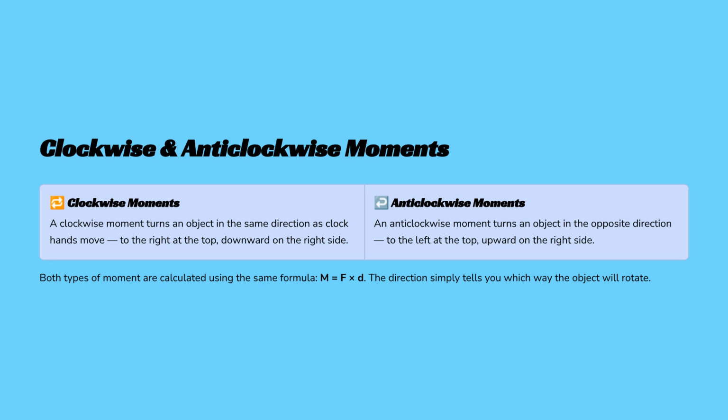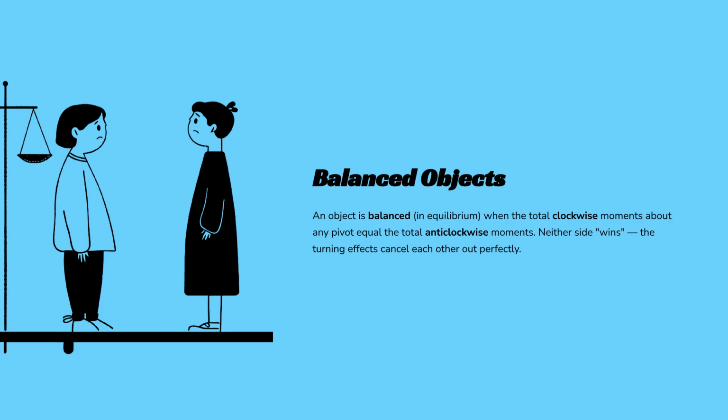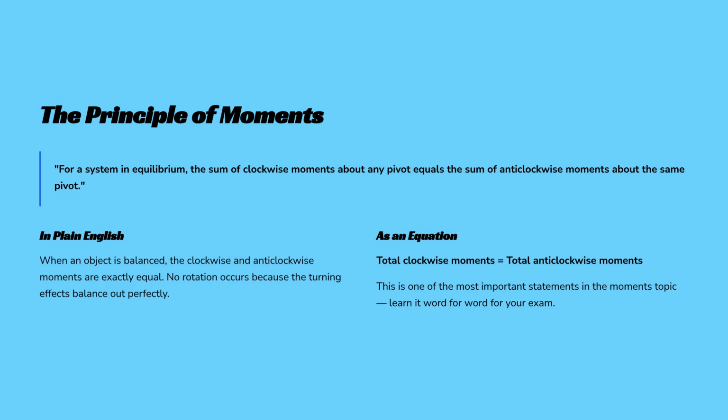Moments can be clockwise or anti-clockwise. They are calculated using the same formula, but the direction indicates which way the object will rotate. An object is balanced, or in equilibrium, when the total clockwise moments equal the total anti-clockwise moments. In this state, the turning effects cancel out perfectly. This is known as the principle of moments.